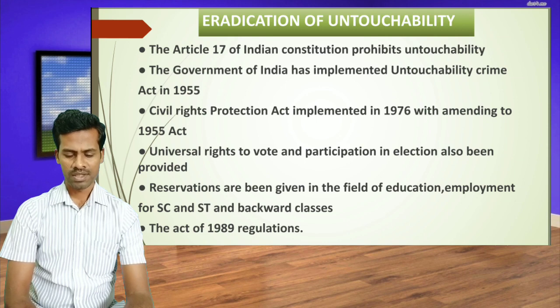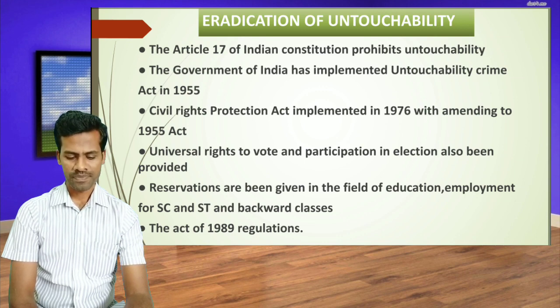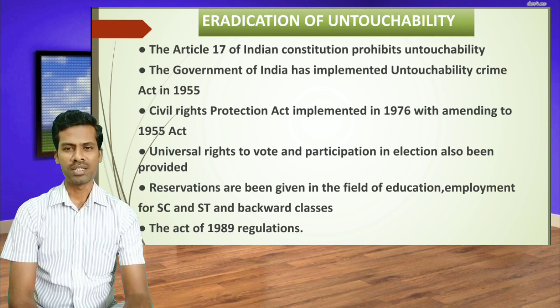The second point, the Government of India implemented the Untouchability Crime Act in 1955, and the same Act was amended as the Civil Rights Protection Act in 1976. These are the two very important legislations to control the practice of untouchability. And universal rights to vote and participation in elections have been provided to that community.